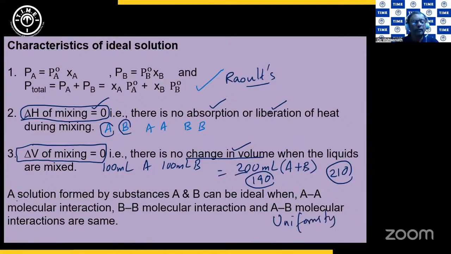Because this fourth point happened, you can take it as fourth point. Because the fourth point has happened, 2 has happened, 3 has happened, 1 has also happened. So ultimately the cause for 1, 2, 3 is 4. The interactions being similar will not give any heat out or heat in, no change in volume, no decrease, no increase, and it will obey Raoult's law. There will be no deviation from the Raoult's law, right?